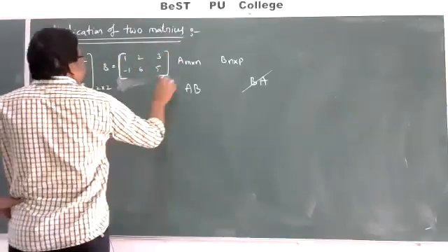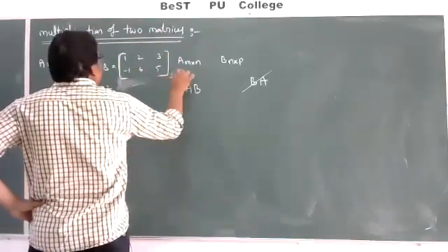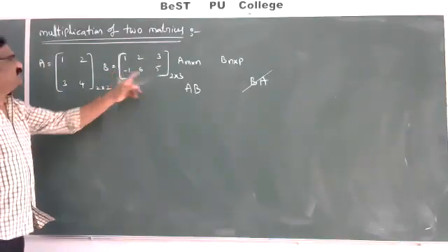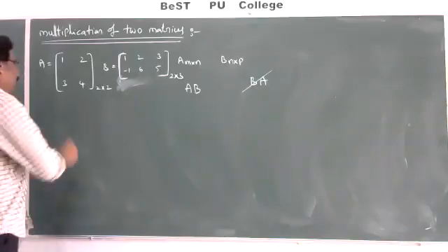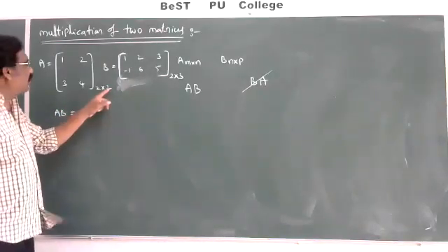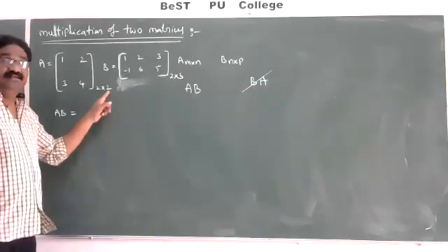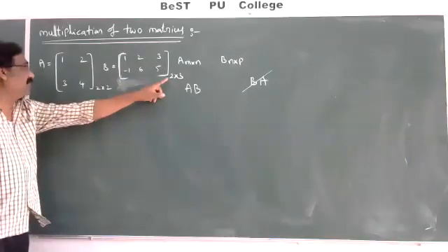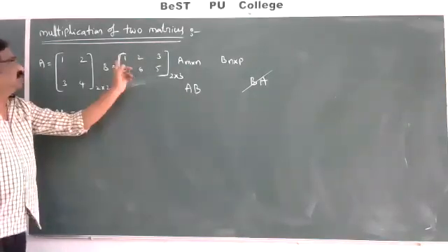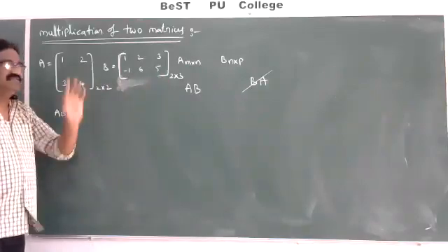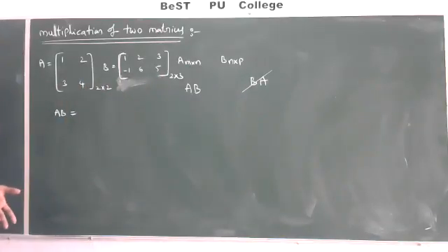B is a 2 by 3 matrix. A is a 2 by 2 matrix. Here we require the multiplication AB. The number of columns of A must equal the number of rows of B. A has 2 columns and B has 2 rows. Both are equal. That's why AB exists.